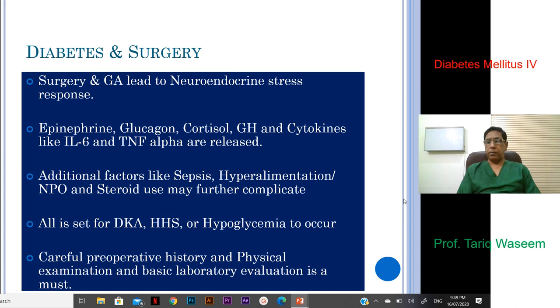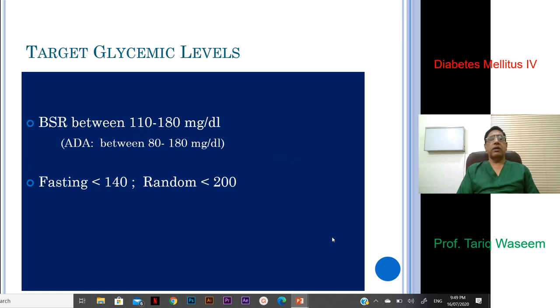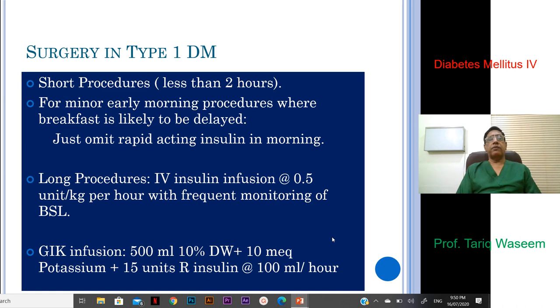So a careful preoperative history, asking for previous history of hypoglycemia, hyperglycemia or ketosis, should be taken. You want to prevent hypoglycemia, you want to prevent DKA and HHS, and avoid marked hyperglycemia. The target glycemic level for a preoperative patient should be between 110 to 180 milligram per deciliter. The fasting should be less than 140, random should be less than 200. If the procedure is short, less than 2 hours, you may not need to adjust much, and just give the rapid-acting insulin in the morning.